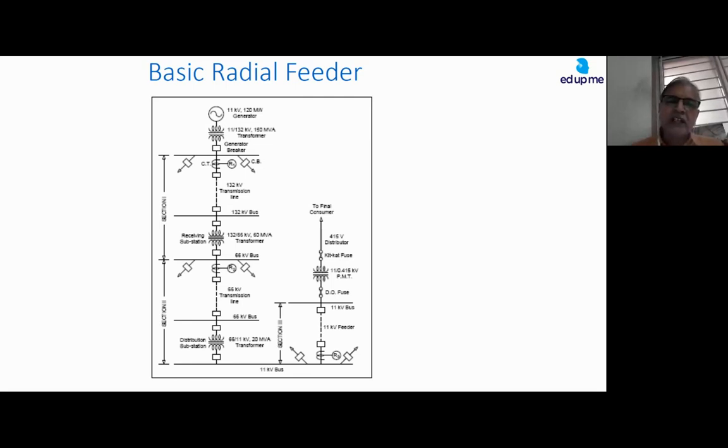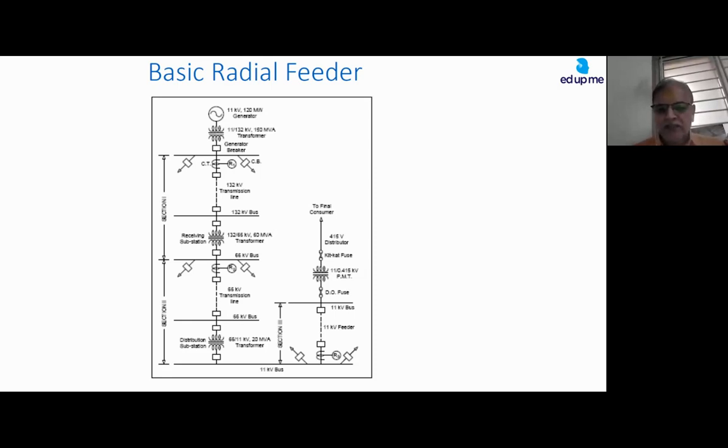So R1 is protecting the 132 kV transmission line. Further proceeding, a 132 by 66 kV transformer is coming to the 66 kV bus. Then a 66 kV transmission line, which is protected by overcurrent and earth fault relay R2. Then the 66 kV line is terminating on a 66 by 11 kV distribution transformer. The capacities are typical. 20 MVA is a typical capacity. It can be 30 MVA, it can be 50 MVA, it can be 10 MVA. But these are the typical capacities.